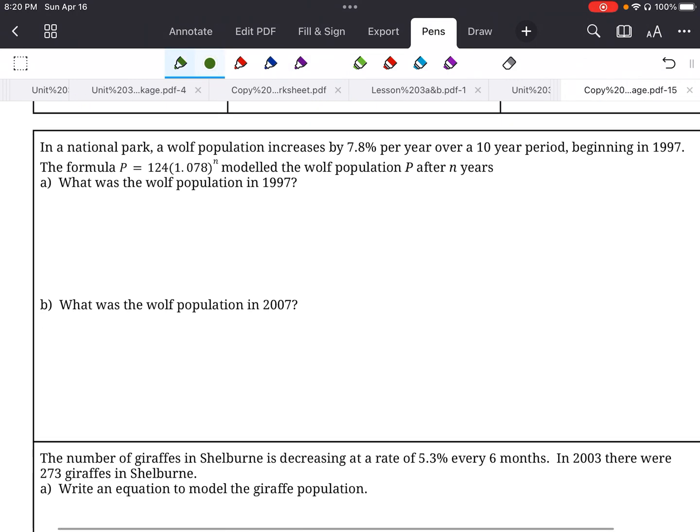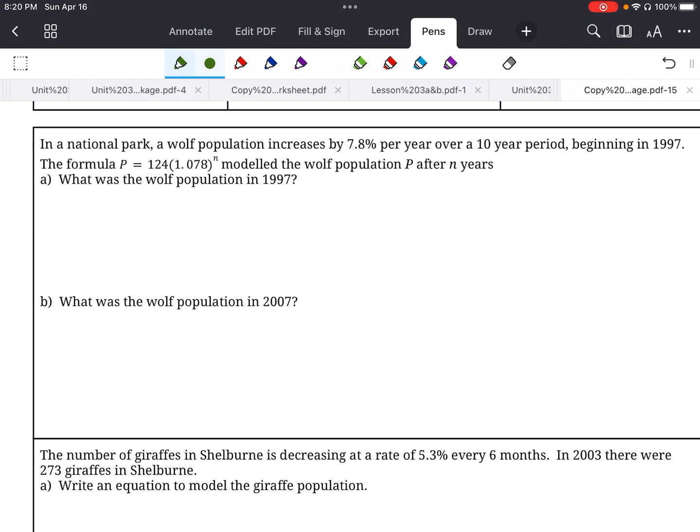Okay, in a national park, a wolf population increases by 7.8%. So we're going to be working with that per year over a 10-year period. Okay, beginning in 1997. The formula P equals 124 times 1.078 to the power n modeled the wolf population P after n years. What was the wolf population in 1997?